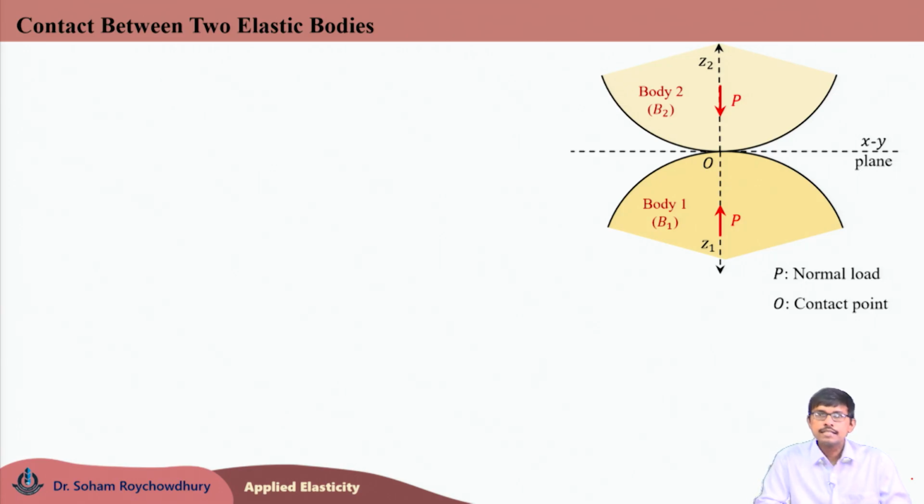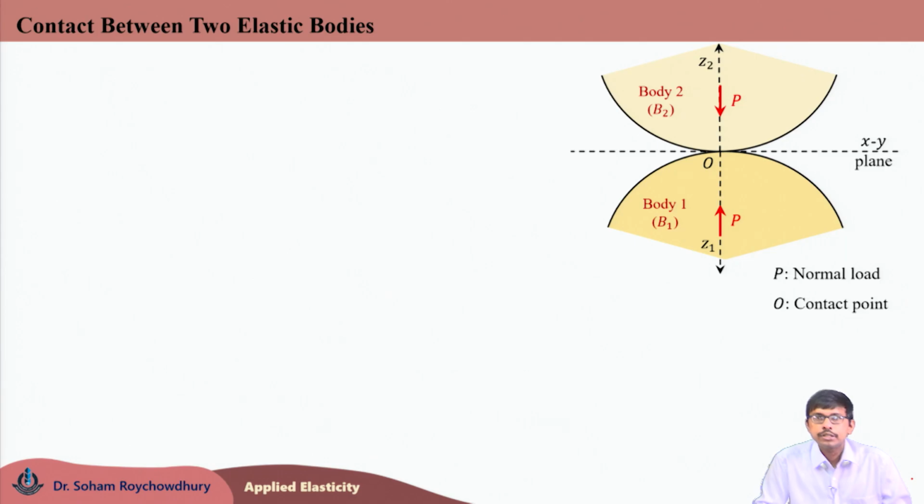So, here let us consider these two bodies. One body is named as B1, body 2 is named as B2. They are coming in contact as shown in this figure due to application of the normal load P. So, P is the normal load which is applied between these two bodies along the z direction, and O is the point of contact. So, there are two contacting surfaces of body 1 and body 2 who are coming in contact at a single point O due to application of this normal load.